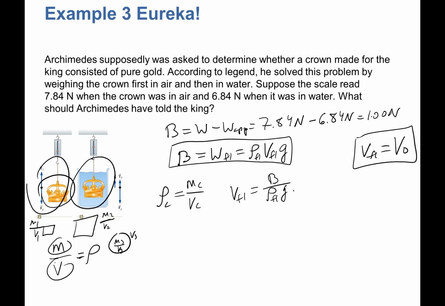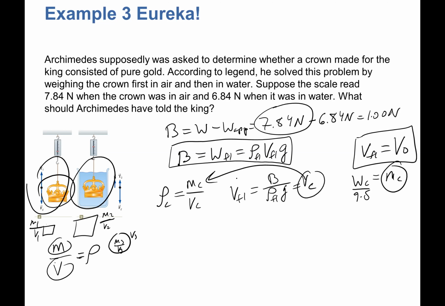Remember, this is water, so you can use that to figure out the volume of the fluid, which means you have the volume of the object, or in this case, the crown. And if you have this, then you can use the weight of the crown, which was 7.84, divided by 9.8 to find the mass of the crown. And then if you have the mass and the volume, plug in here and calculate that, which is then the density. Or you can rearrange everything here. So density of the crown is mass of the crown over volume of the crown.